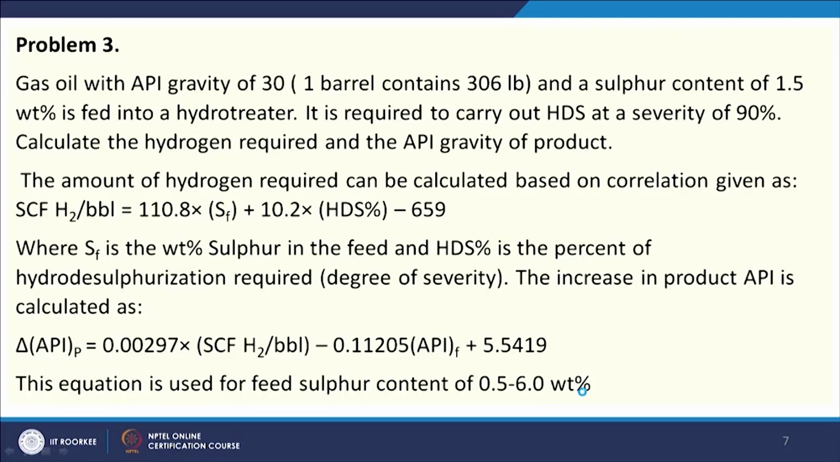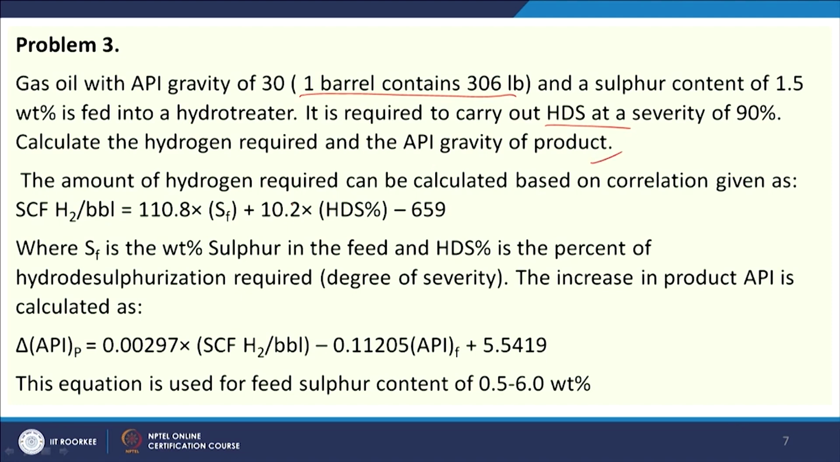Next problem. So, now we are coming to problem number 3. This problem says: gas oil with an API gravity of 30, where 1 barrel contains 306 pound, and a sulfur content of 1.5 weight percent, is fed into a hydrotreater. It is required to carry out hydrodesulfurization at a severity of 90%. Calculate the hydrogen required and the API gravity of the product.